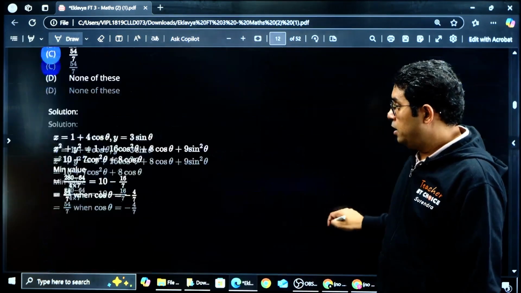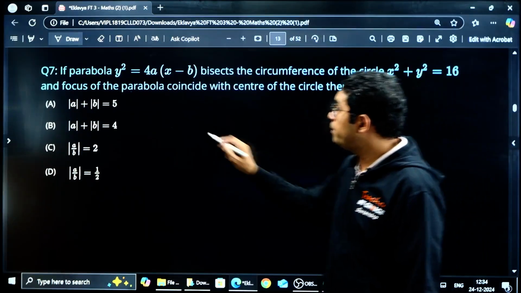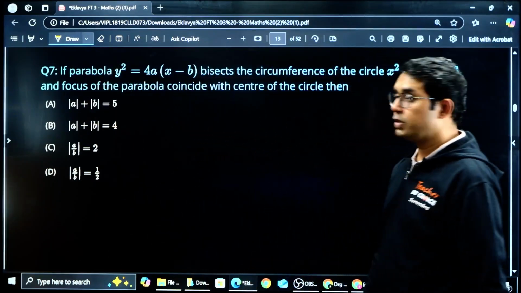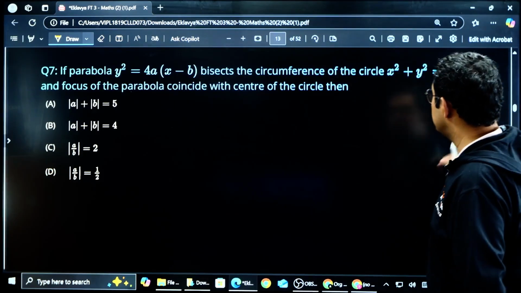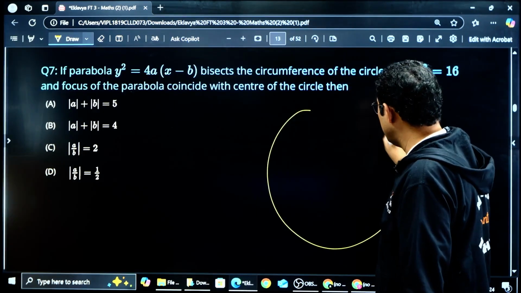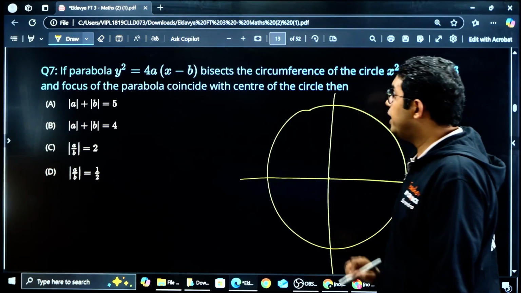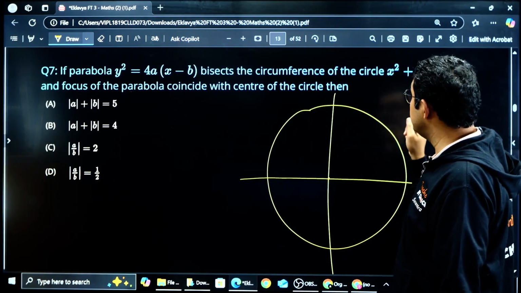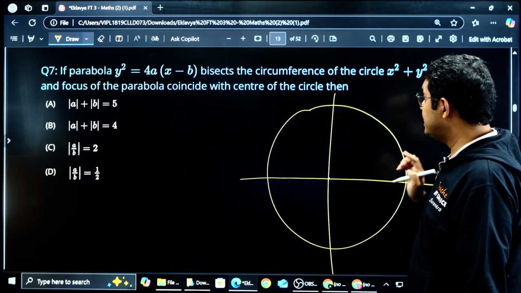Moving to the next question, we are given a parabola (y)² = 4a(x − b) that bisects the circumference of this circle. This is a standard circle whose center is at the origin, with radius 4. The parabola bisects the circumference of the circle, and the focus of the parabola coincides with the center of the circle.